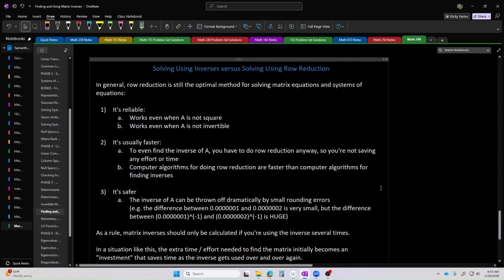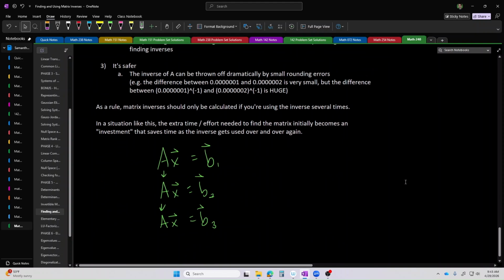But yeah, just a reality check. If you're just solving a single matrix equation and using the matrix A in only one problem, it's usually not worth it to use the inverse. It's usually more effective just to solve the old-fashioned way using row reduction.